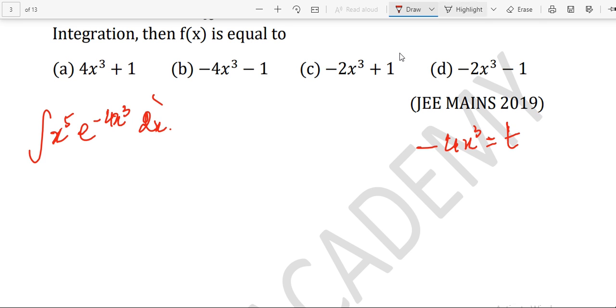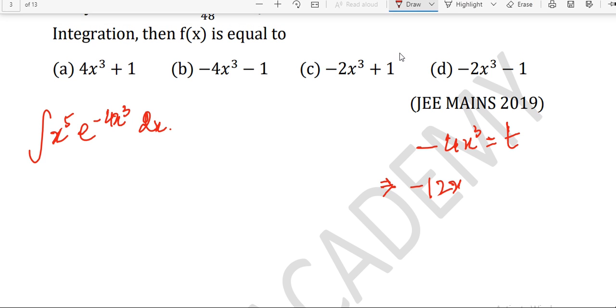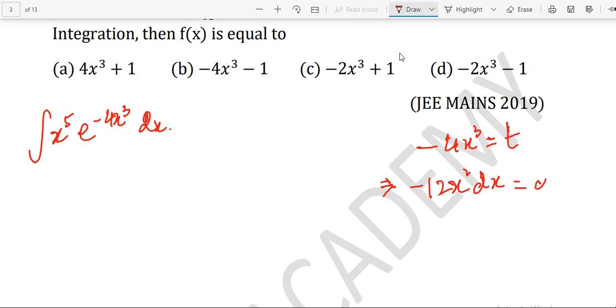First we have to simplify this using the substitution rule. We have to simplify this and then we can easily apply the integration by parts. So minus 4x cube as t. We are just simply using the substitution. So this is minus 12 into x square dx is dt. So x square dx will be minus dt upon 12.